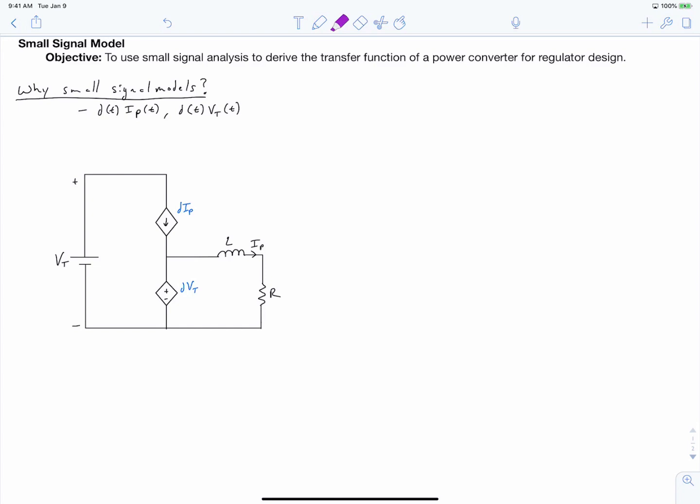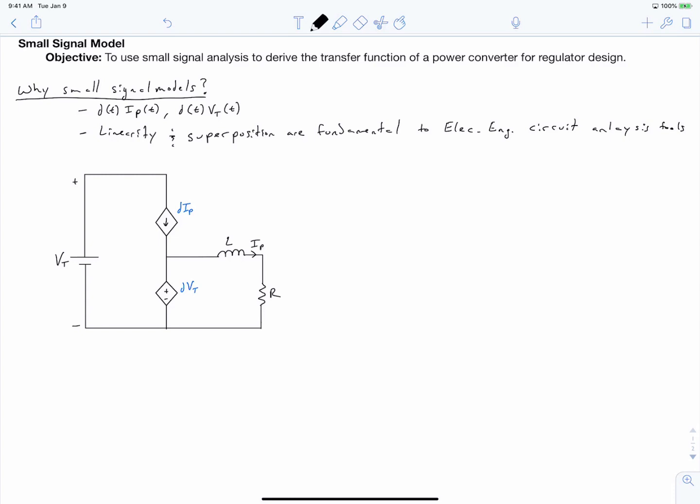So when we go to analyze circuits, linearity and superposition are fundamental to the tools that we use for circuit analysis. And when we have d(t) times Ip(t) for our current source, and d(t) times Vt(t), we can see that this principle is violated. So with superposition, we know that we can solve our circuit with some sources off and other sources on, and then solve the circuit again with the sources that were on being off and the sources that were off being on, and then sum the results.